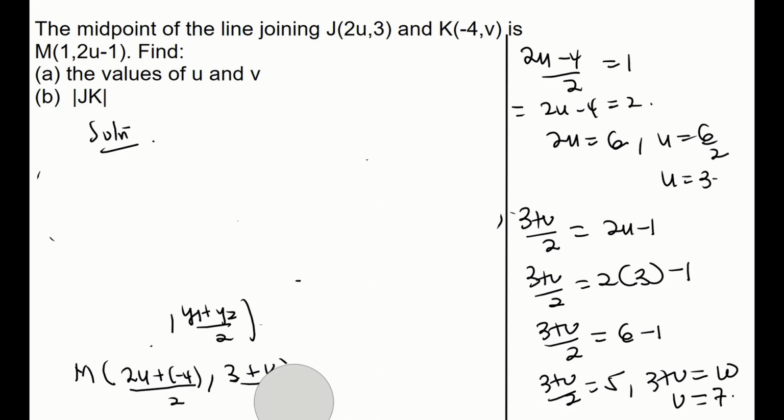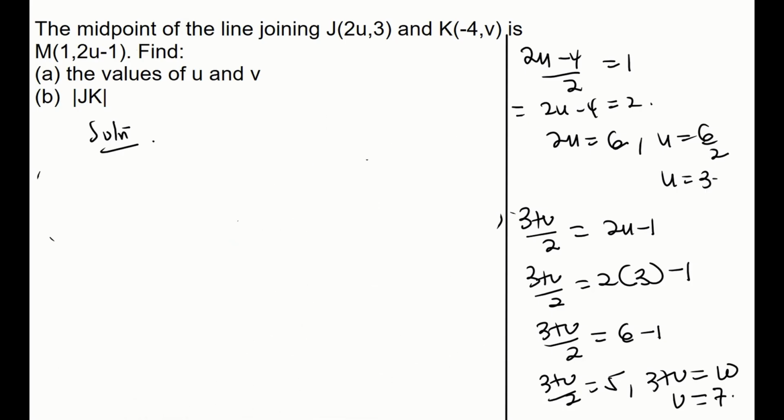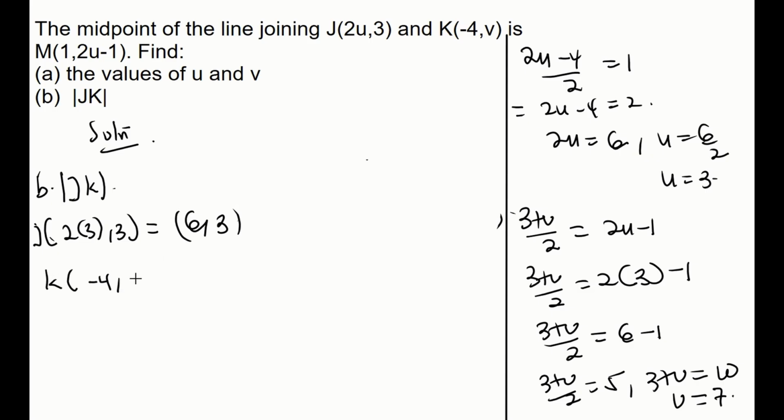Now let's see how we find the magnitude of JK. So for B, we are looking for the magnitude of JK. We know that our J should be equal to (2u, 3). We just substitute u, and this is equal to (6, 3). This is our J. Let's see our K. Our K is (-4, v), and v is 7. So this is our K.